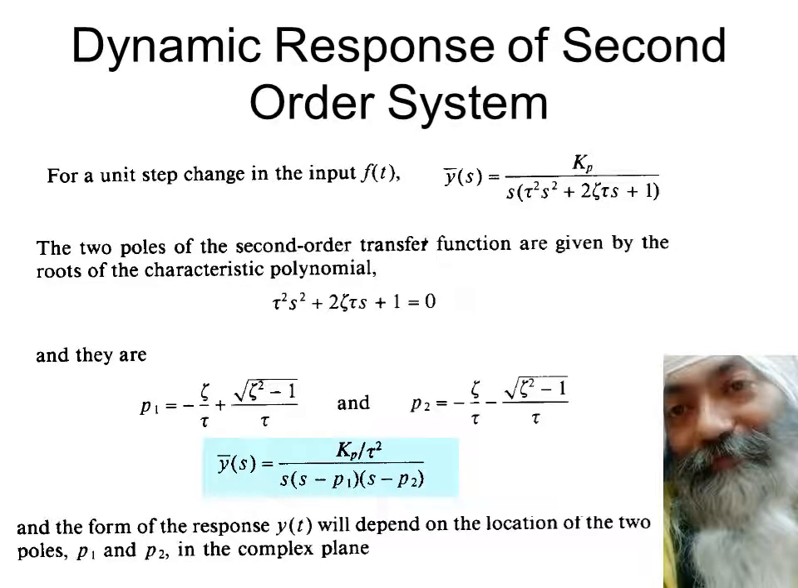So depending upon the location of P1 and P2 in the complex plane, we will have different types of responses: case 1, case 2, case 3. Case 1, what if zeta is greater than 1? Case 2, what if zeta is equal to 1? Case 3, what if zeta is less than 1? All these things will be taken care of one by one.